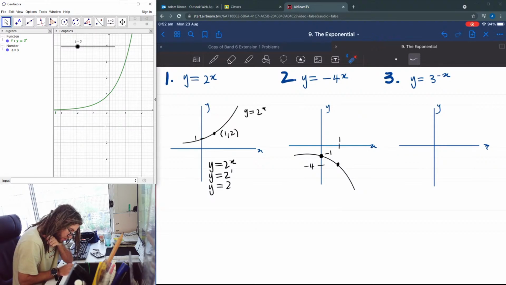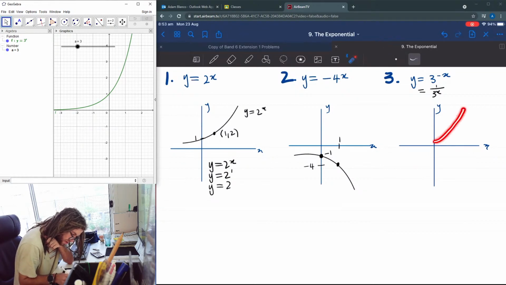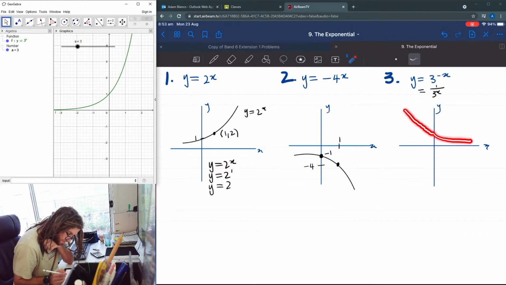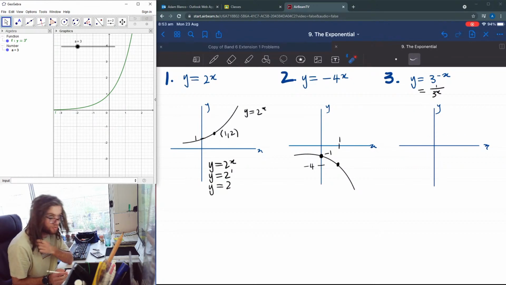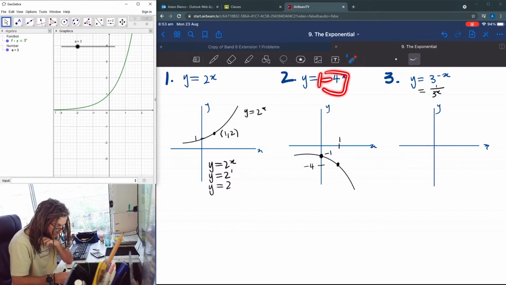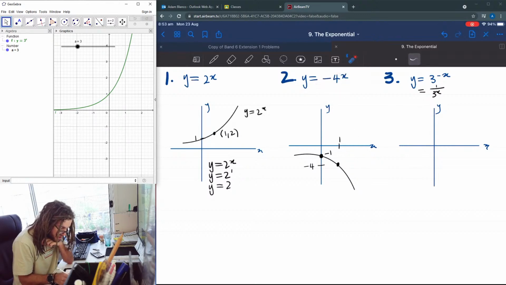I guess you could rewrite this as 1 over 3 to the power of x. And that would mean that instead of going up really, really fast, because this number is getting bigger, it's actually getting smaller. So it's actually going down and starting big. That's one way of thinking about it, but really all it does is it flips it the other way. So when you've got a minus out the front of the whole thing, it flips it this way. If you've got a minus just next to the x, it flips it this way.